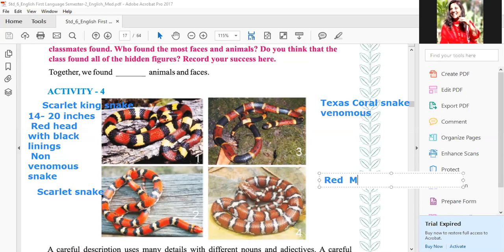Red milk snake. What is the name of this snake? Red milk snake. Again, this is a medium size and this is 40 inches. Okay? Face is bigger and color pattern is different. And again, this is non-poisonous.